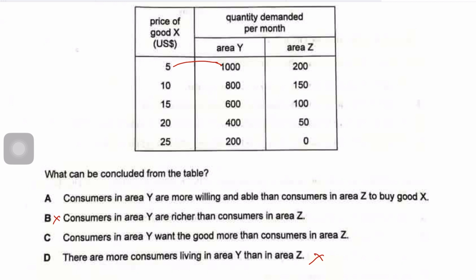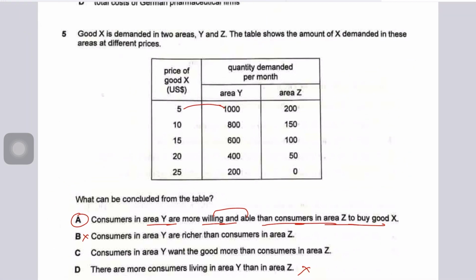We can't conclude that. The correct answer is A, because consumers in area Y are more willing and able than consumers in area Z. Definitely, because being more willing and able satisfies the definition of effective demand. In part C, they're saying that consumers in area Y want the good more, but are they really able to buy it or not? So it's not really satisfying the accurate definition of demand. Okay, so A is the correct answer.